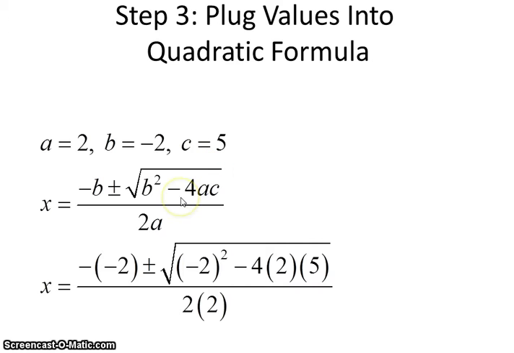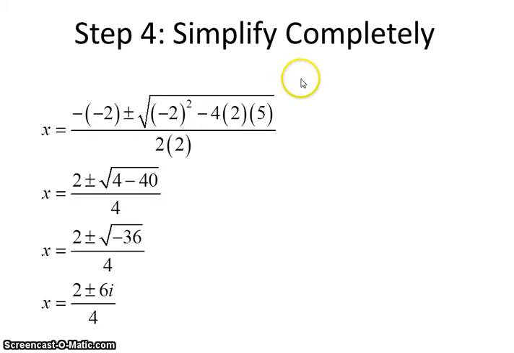So here is our quadratic formula, and once we plug in all of our numbers, it looks like this: negative of negative 2 plus or minus the square root of (negative 2) squared minus 4 times 2 times 5, over 2 times 2. Once you plug in everything, then you can go ahead and start to simplify. We want to completely simplify everything possible.